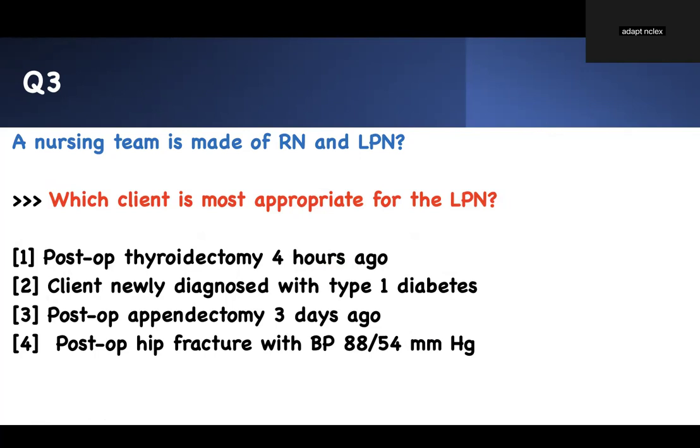Client newly diagnosed with type 1 diabetes. What do you think that patient needs? Post-op appendectomy 3 days ago. It's been 3 days. It's just had surgery. Post-op hip fracture. His blood pressure is down.